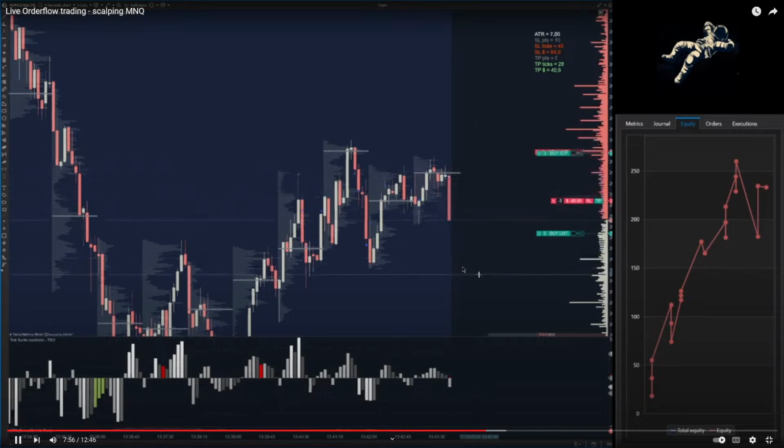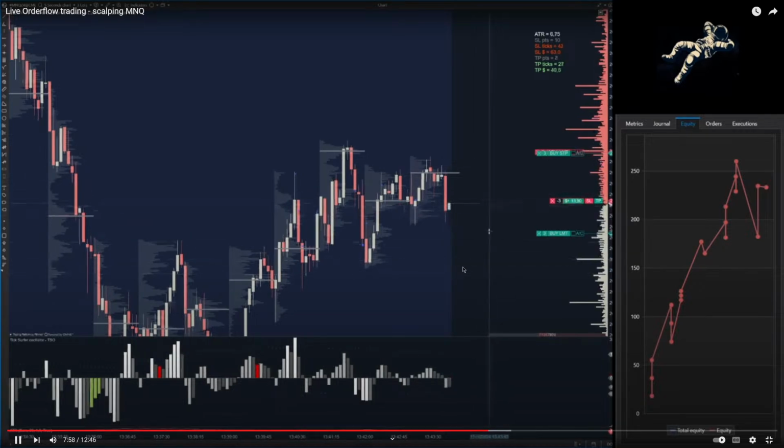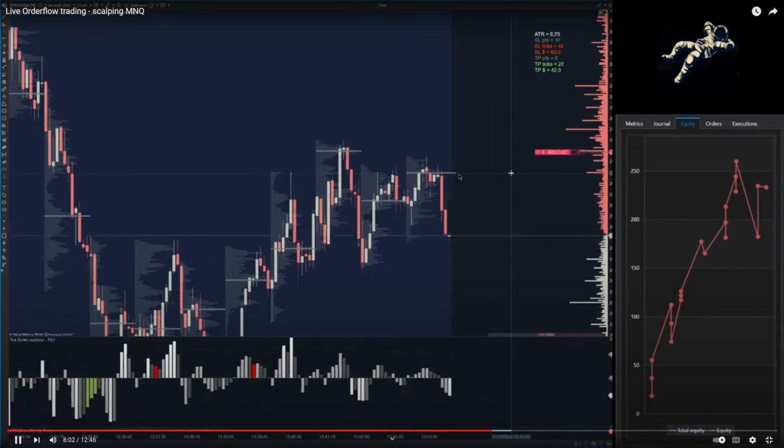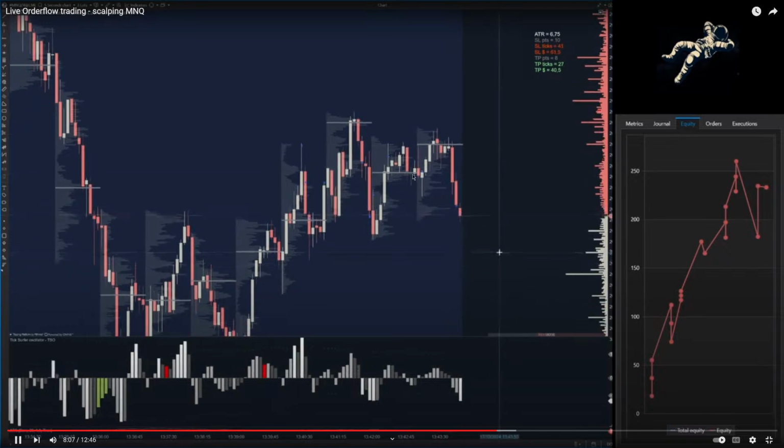Yeah, but the sellers are definitely still there, so now they're pushing it down. Now this would be an interesting area to go short next time. Order short filled. Order cancelled. Again, though, we do see this.